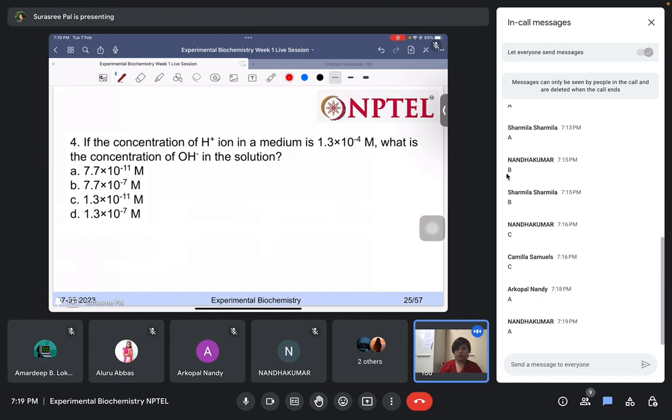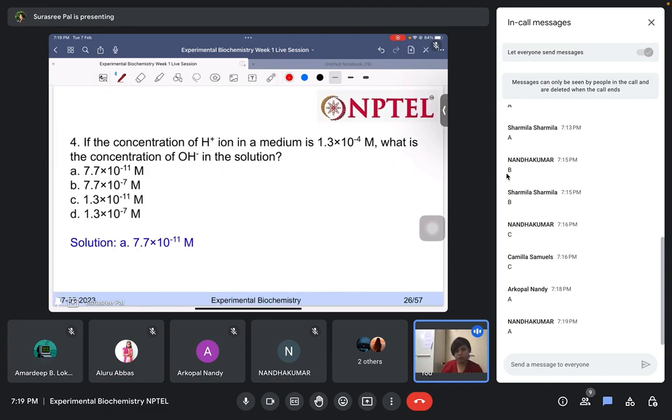Orkopal has given answer, Nandakumar has given answer. Okay. Any other answer? Alright. So let's see the correct answer. It is A.